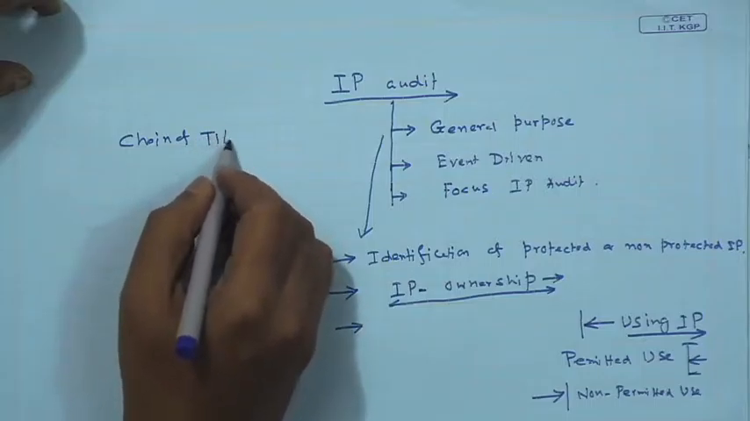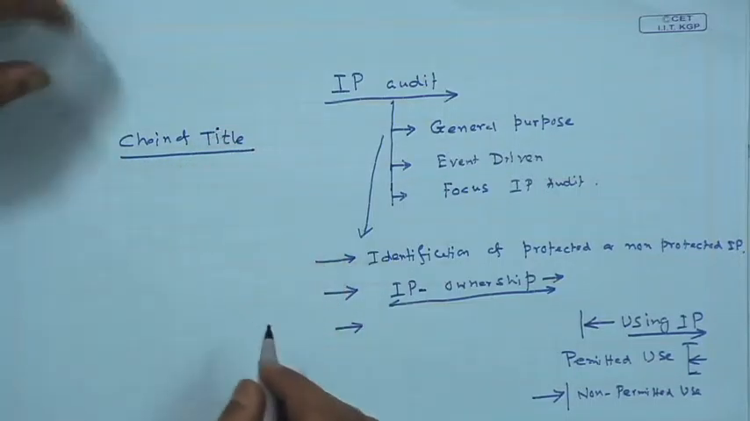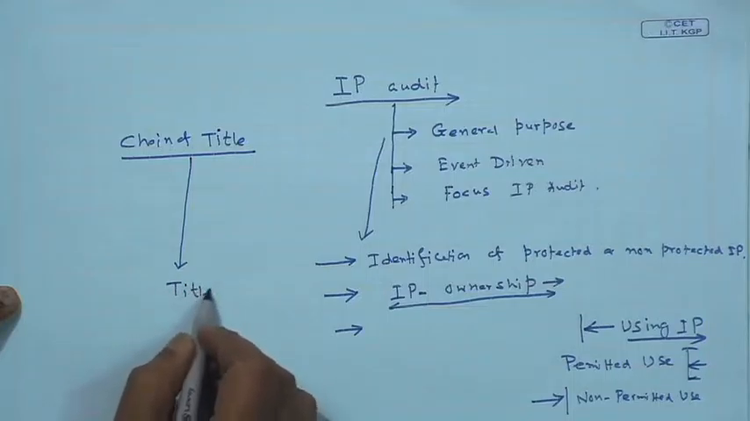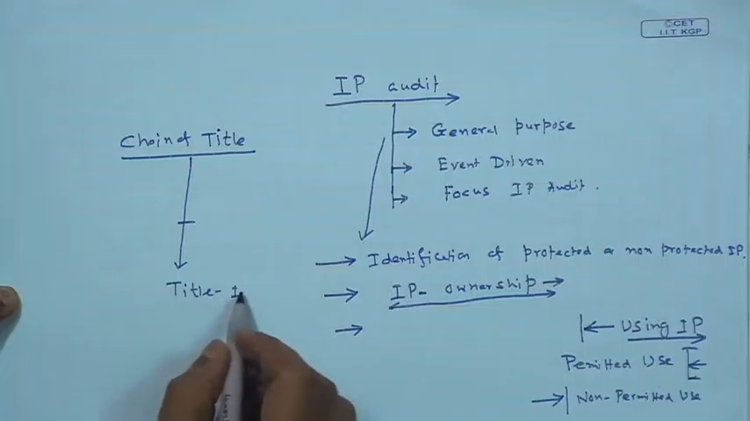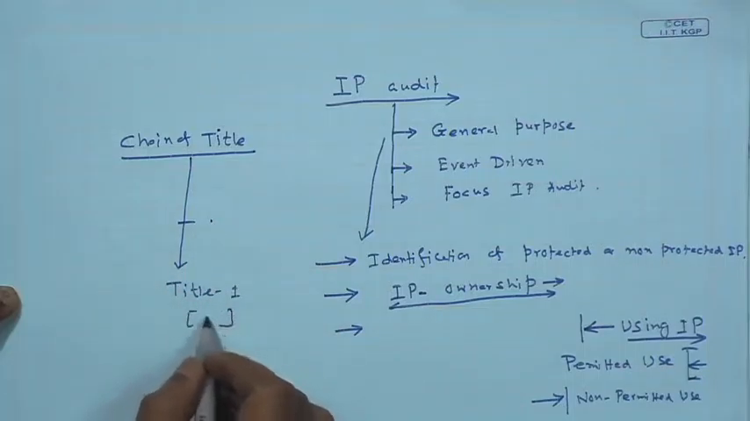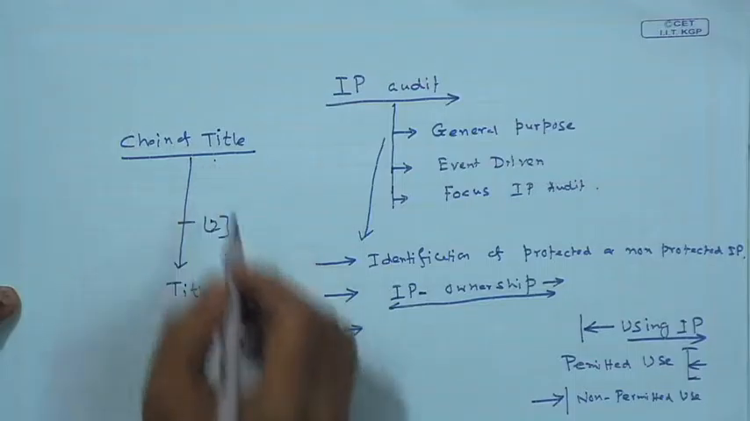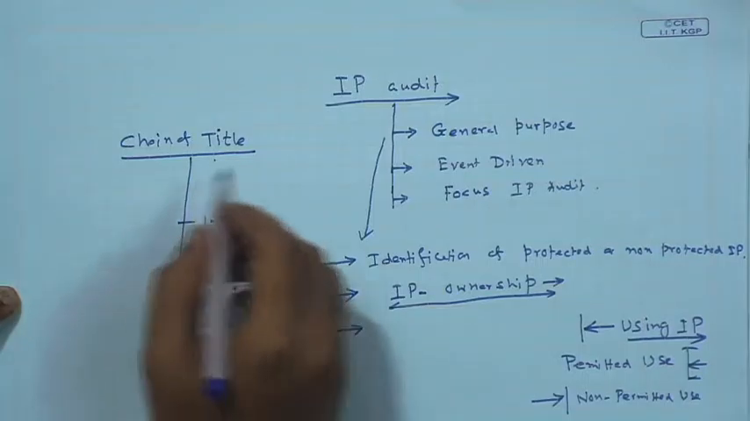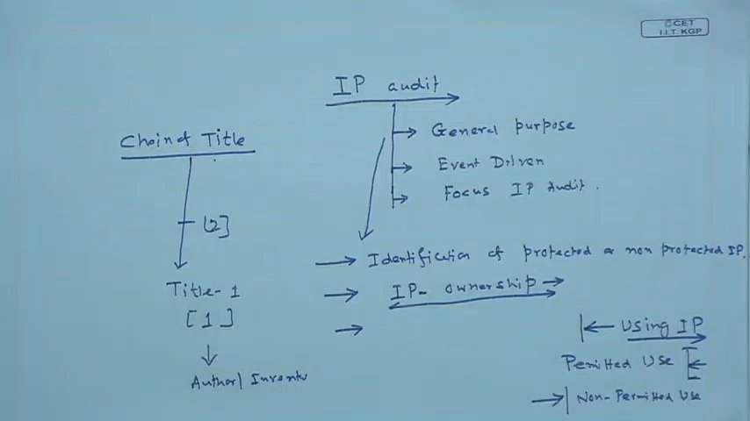Chain of title is also applicable to physical property, meaning how the owner got the title, and how the previous owner got the title, in this way. Here, inventors or authors, a similar thing for copyrights, authors, inventors, then the applicant, this way is the chain of title. This is an important parameter for identifying the ownership and the person from whom you are taking a license. So the IP audit is an important parameter in IP management tools.